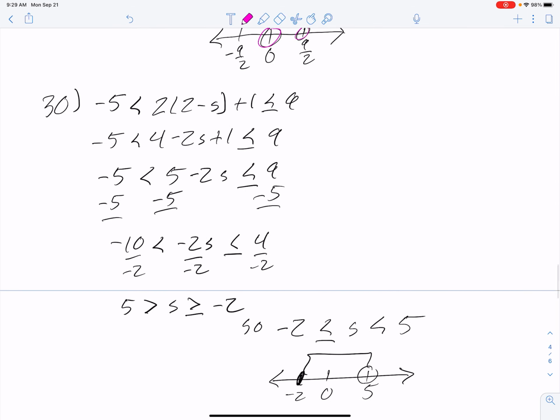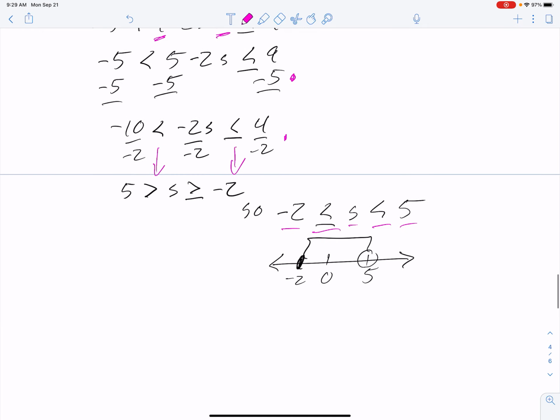Number 30, very similar. I start with some distribution. Once I've distributed, I've got to combine my like terms of 1 and 4. Subtract 5 from all three sides. Divide by -2, which again is going to flip our inequality. I rewrite in the format that I like the best. Smaller, inequality, variable, less than inequality, less than the larger value, and I've got my sketch.